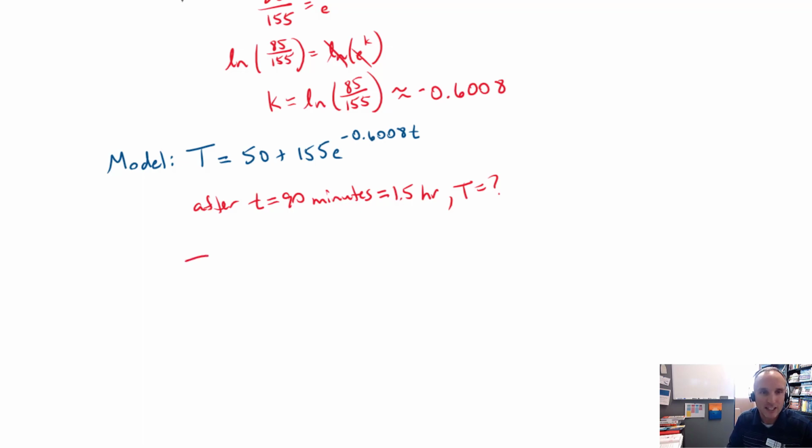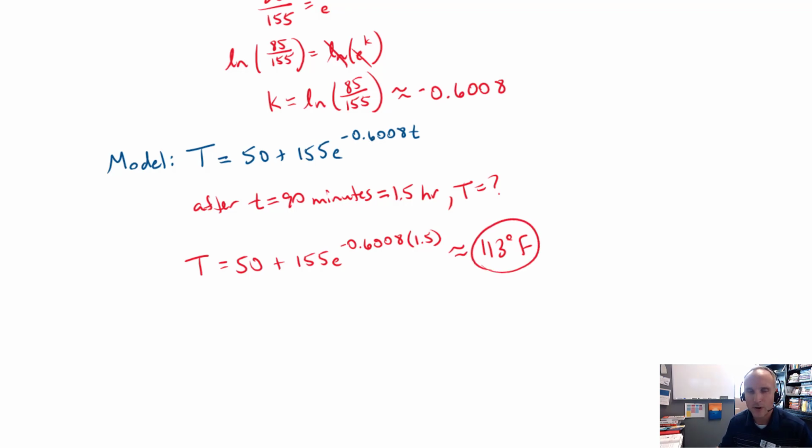All right, so we have T equals 50 plus 155 times e to the negative 0.6008 times 1.5. And we've already solved for capital T. We just have to plug this into the calculator and get an answer. And it looks like I get approximately 113 degrees Fahrenheit. So after an hour and a half, the temperature cools to about 113 degrees Fahrenheit.